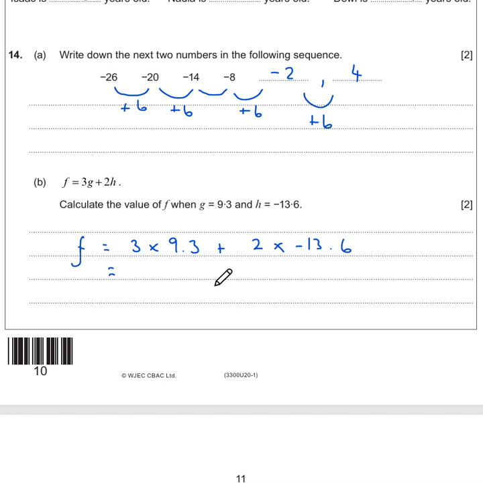You can put this straight into your calculator. It should give you the solution 0.7.